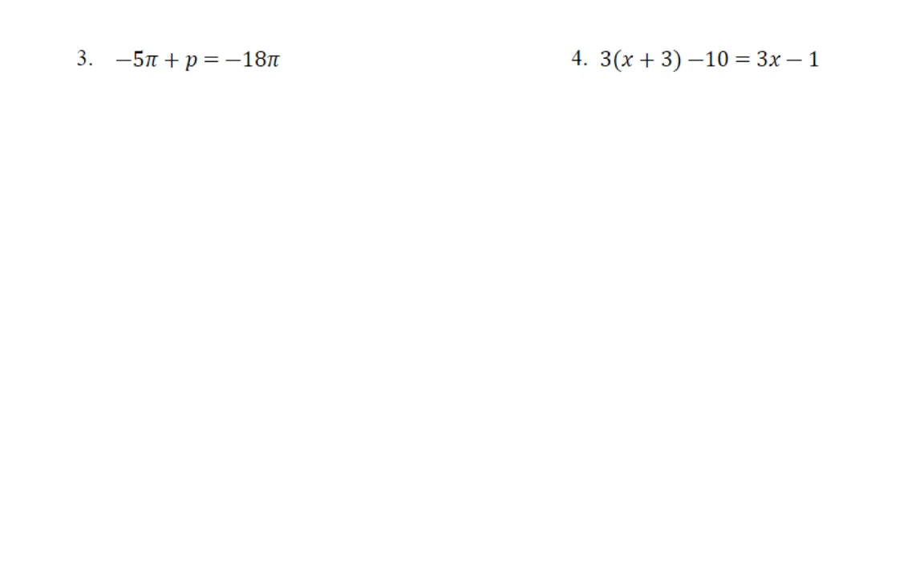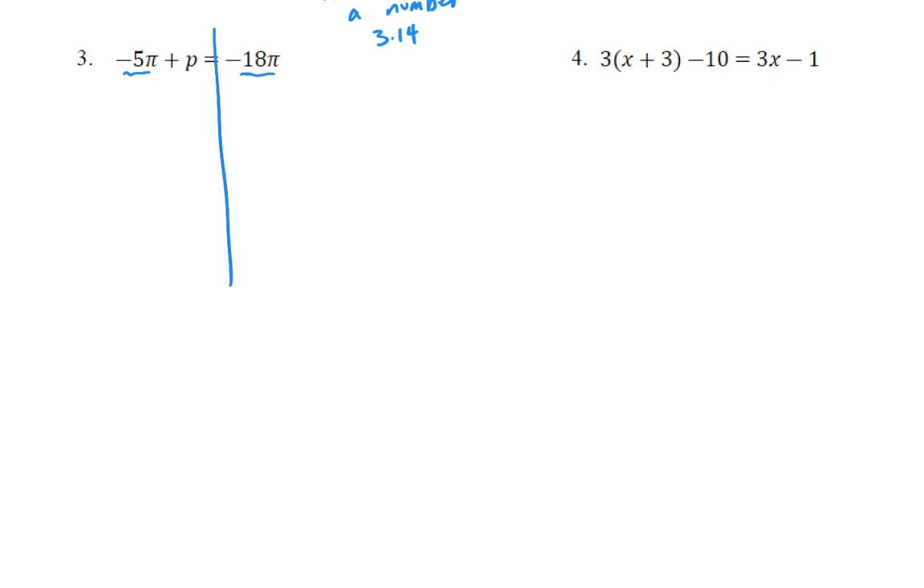Now this one has some pies in it, but no big deal. We're going to solve it like we do. We're going to get all our numbers on one side. And pi is just a number. You might know it as 3.14159 blah, blah, blah. So this is still just a number. So I want all my numbers on one side.